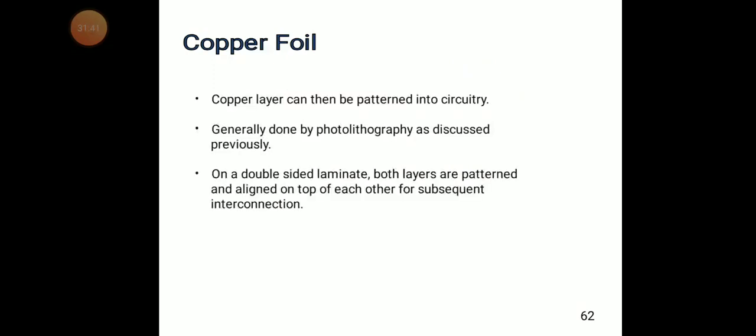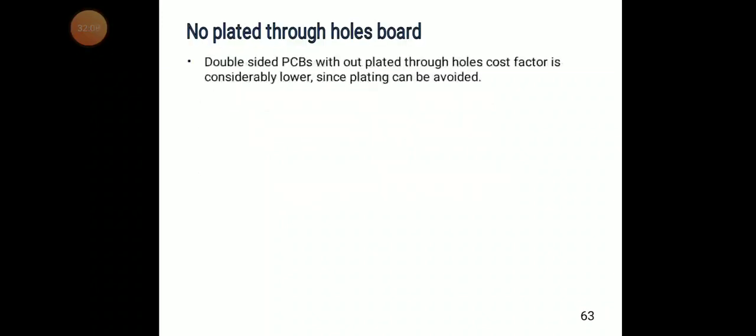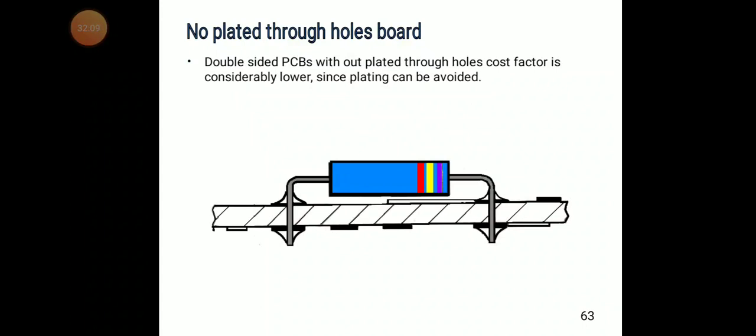You can see generally copper foil. The copper layer can then be patterned into circuitry, generally done by photolithography as discussed previously. On a double-sided laminate, both layers are patterned and aligned on top of each other for subsequent interconnections. So another type is the no plated through holes board.